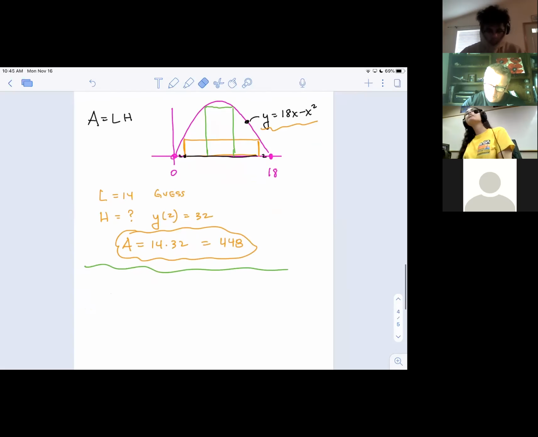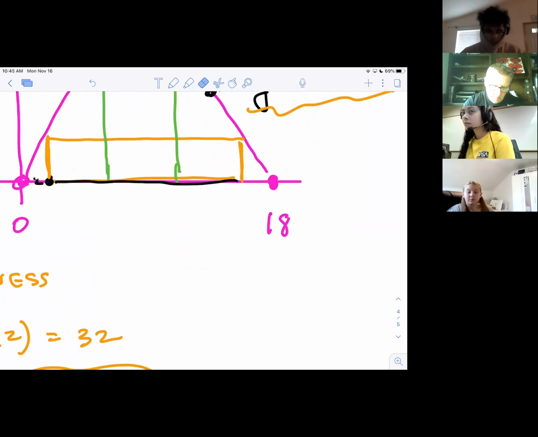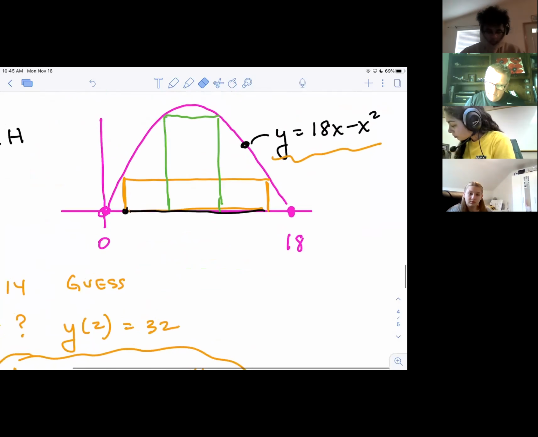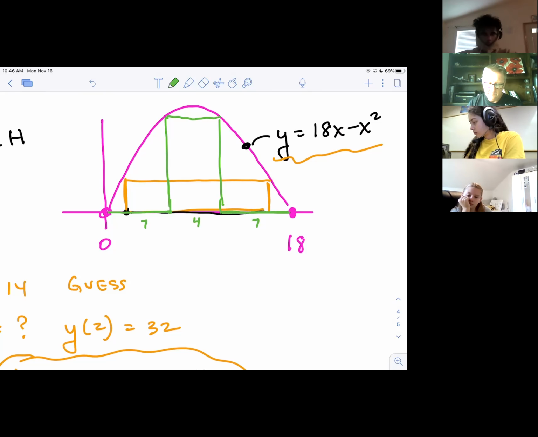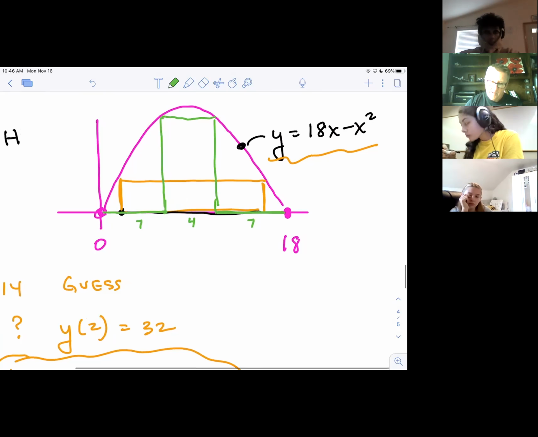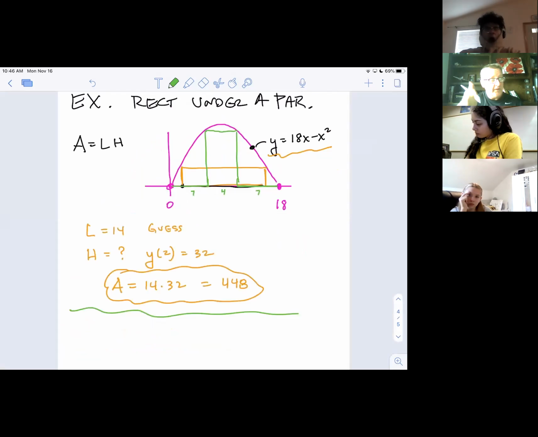Maybe this time I choose this distance all the way across to here to be 7. So my guess is 7. Since the parabola is symmetrical, and by the way, this would not work for a cubic equation because it would be more complicated, since you could not assume both sides are symmetrical to each other. So if that's 7 and 7, that's 14. The whole thing was 18, so this is 4. My width now is only 4. That's not a very wide rectangle, but it's going to get really tall.